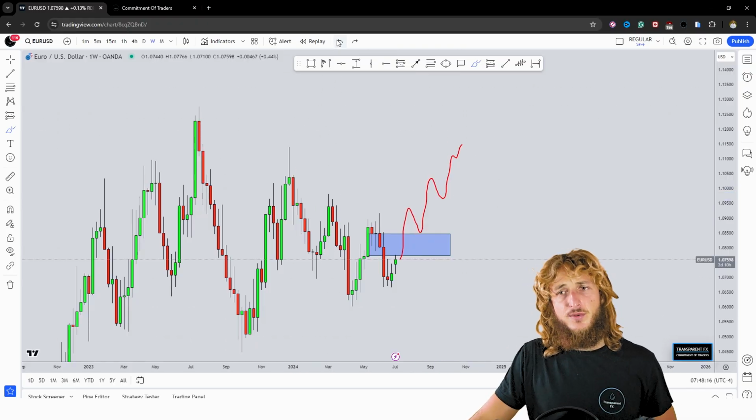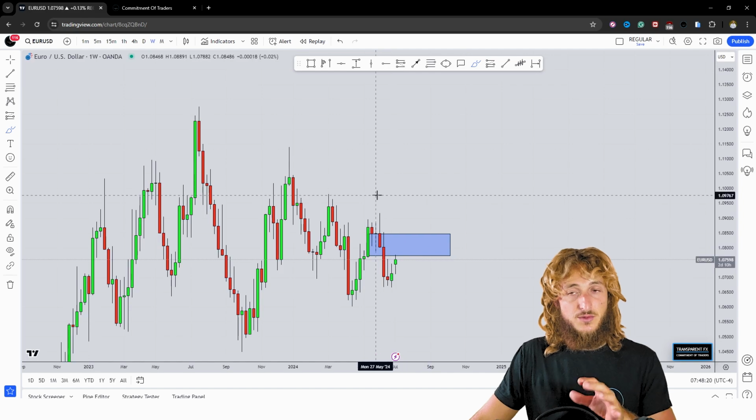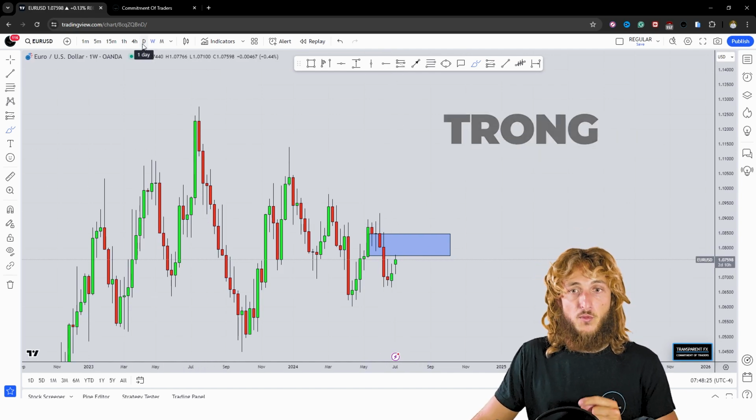So it is very important to keep in mind that until we continue to see weekly closes below this zone, this market remains a bearish market from a weekly standpoint.